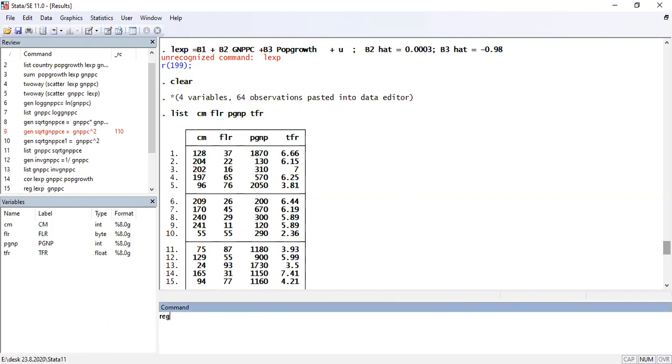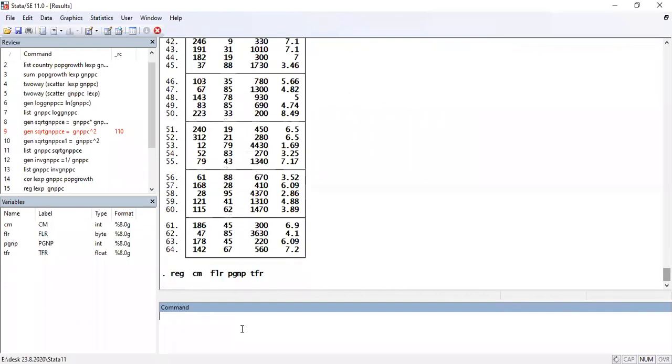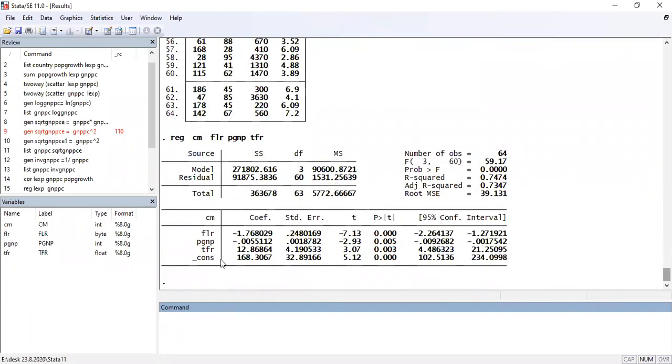Now whatever you want to do, you write regress. I will say regress child mortality depends on what? Female literacy rate, per capita GNP, or if you need all three, TFR, total fertility rate. Now you have three variables in the set of independent variables, three X variables. You hit enter, and all these are here: the constant, the coefficient of TFR, the coefficient of PGNP, and FLR.